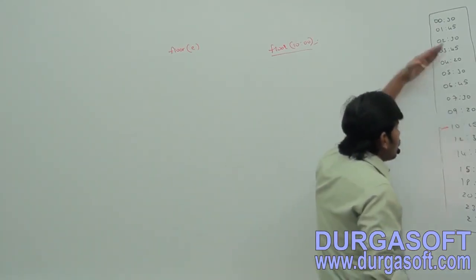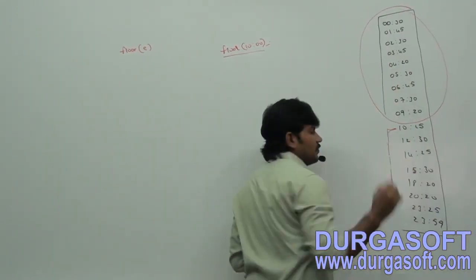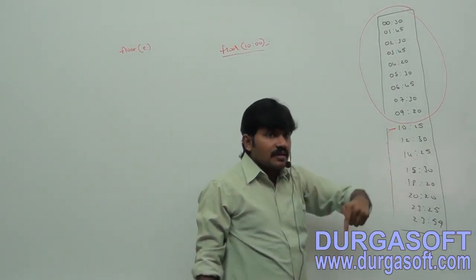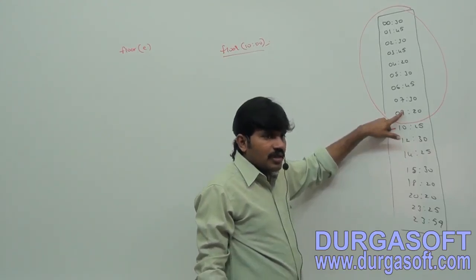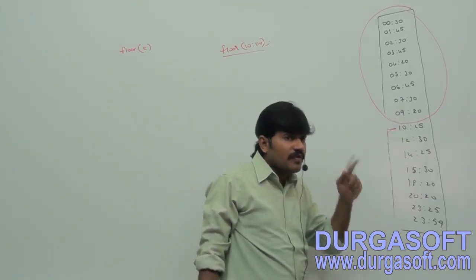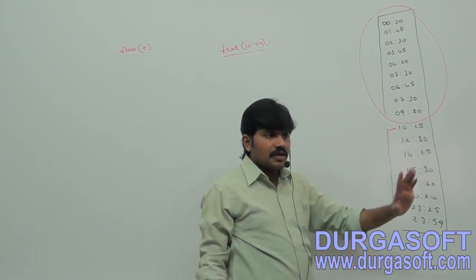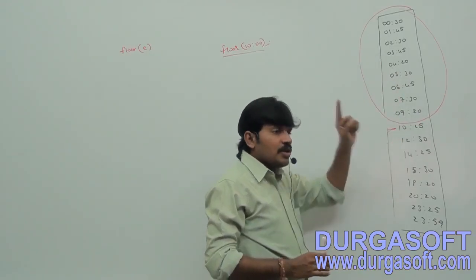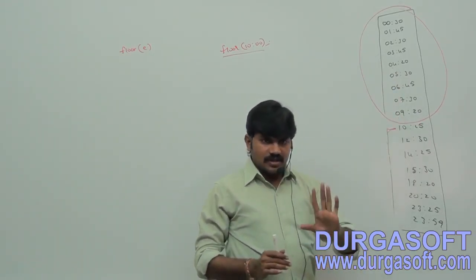Either 10 or before 10, there are several things there. In that, we have to return the highest element. Correct or not? So either 10 or before 10, what is the last flight timing? 9:20. Either 10 or before 10, there are several elements. In those elements, we have to return which element? The highest element.